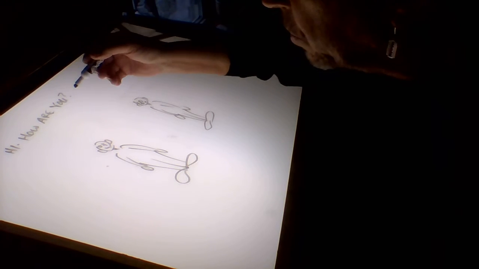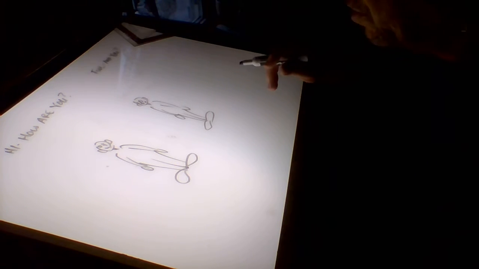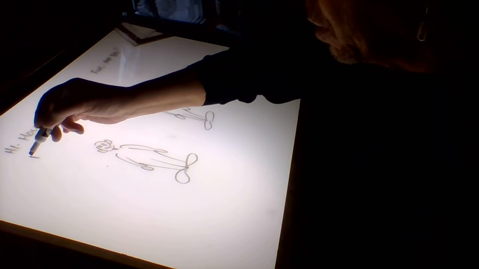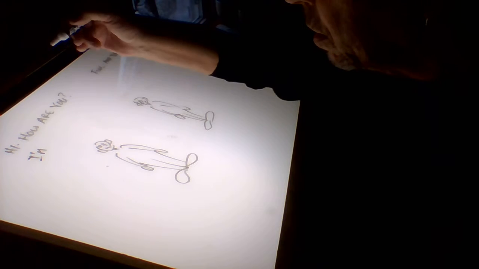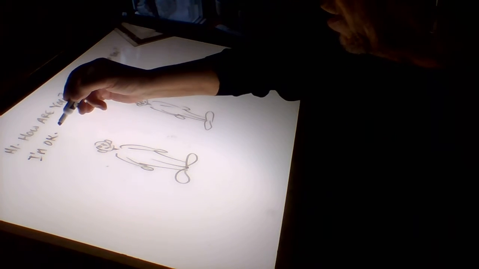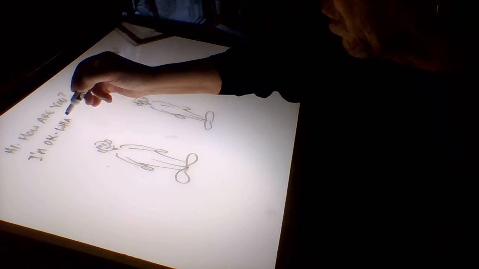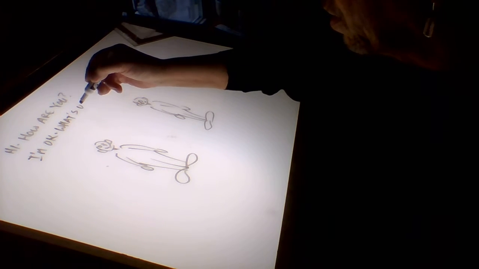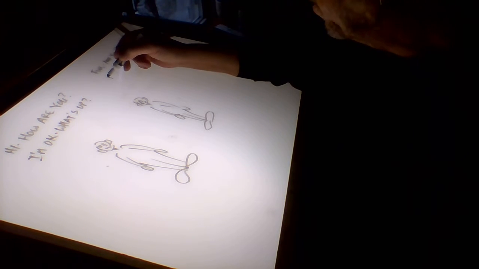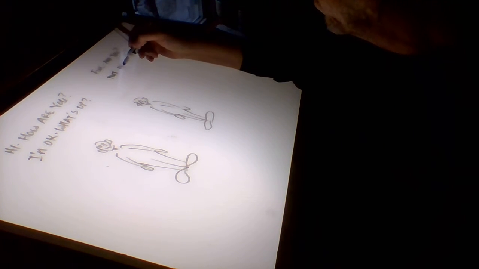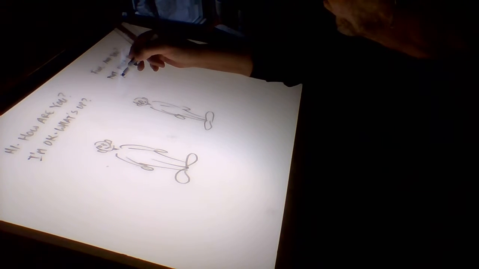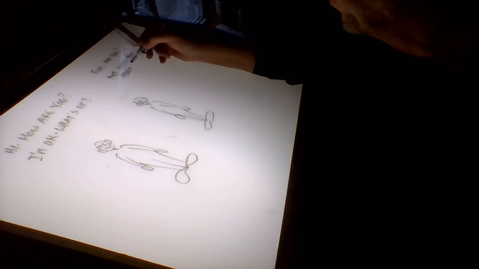We're going to have some word balloons here. Remember, do your writing first, not the word balloons. Then he's going to say, "I'm okay." And he's going to say, "What's up?" Question mark. And then he's going to say, "Not much. How about you?"